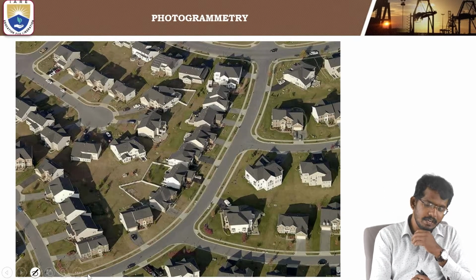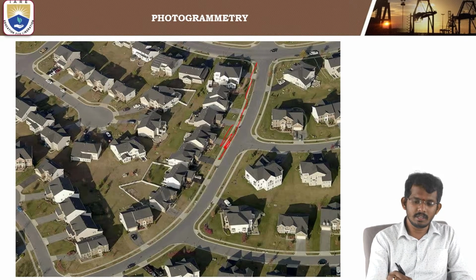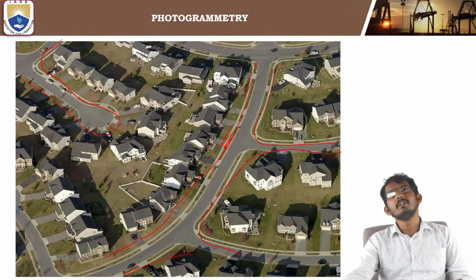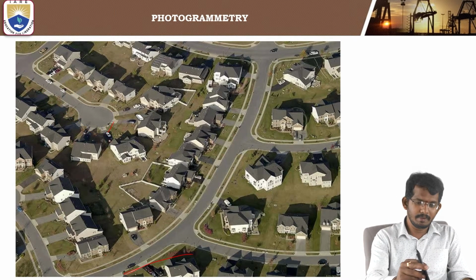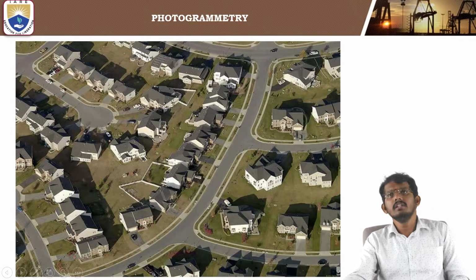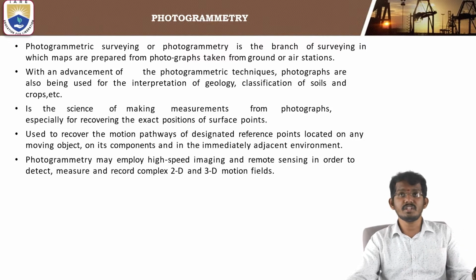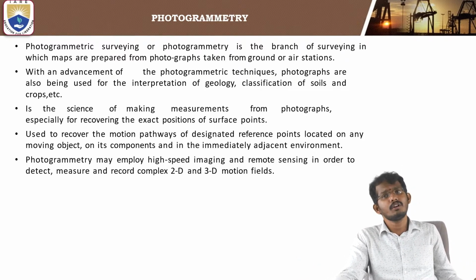From this figure, you can plot. You can see there is a road here in this figure. You can see some direction. You can see some houses there. There is one dead end there. Different types of features can be observed using photogrammetric techniques. There are various applications. After measuring, recording, and interpretation, next analyzing, it is used for interpretation of geological classification of soil and crops, etc.